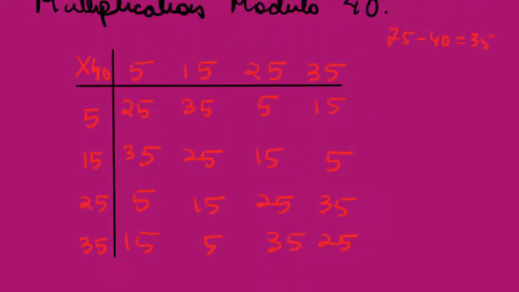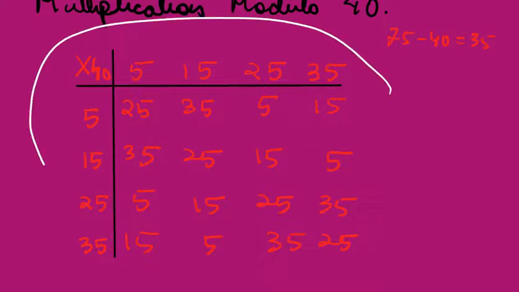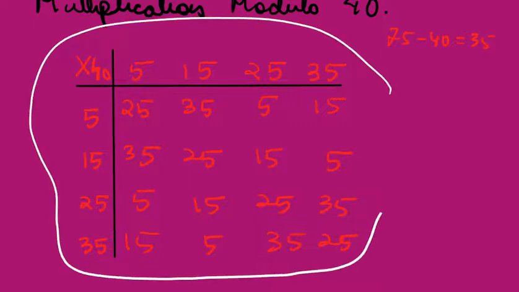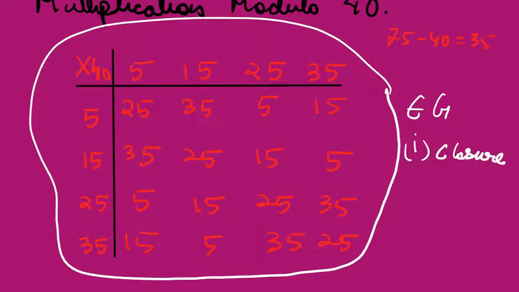The first property is the closure. You can see all the elements inside here, all the elements, they belong to G, right? So the first one, closure, is satisfied. Okay, no need to check closure further.